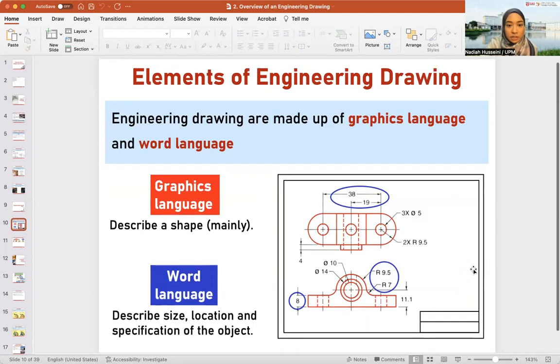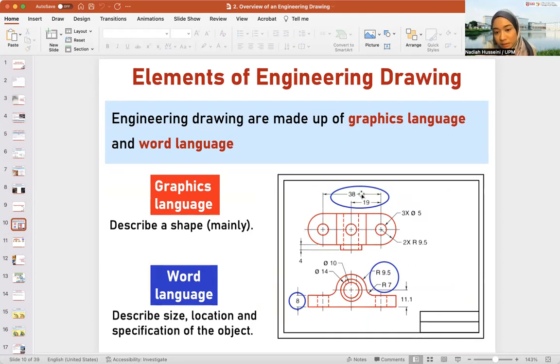So elements of engineering drawing are made of graphics language and also word language. Not too much, but there is some word language that we use as notes. Graphics language is used to describe a shape mainly, while the word language describes the size. We saw the dimension labeling, it was using language, words, or numbers, location, and also specification of the object.